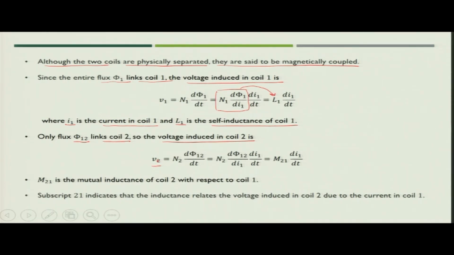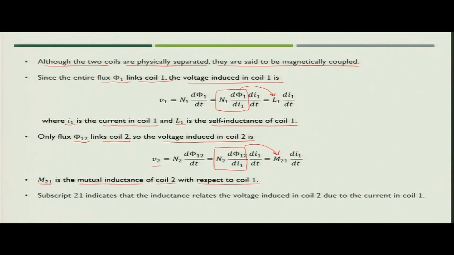So, in that case what can we write? V2 is nothing but N2 d phi 12 by dt, or you can write N2 d phi 12 by dI1 into dI1 by dt. So, this particular section of the expression we represented as M21, and then this equation will be V2 is equal to M21 dI1 by dt. What is M21? M21 will be the mutual inductance of coil 2 with respect to coil 1.